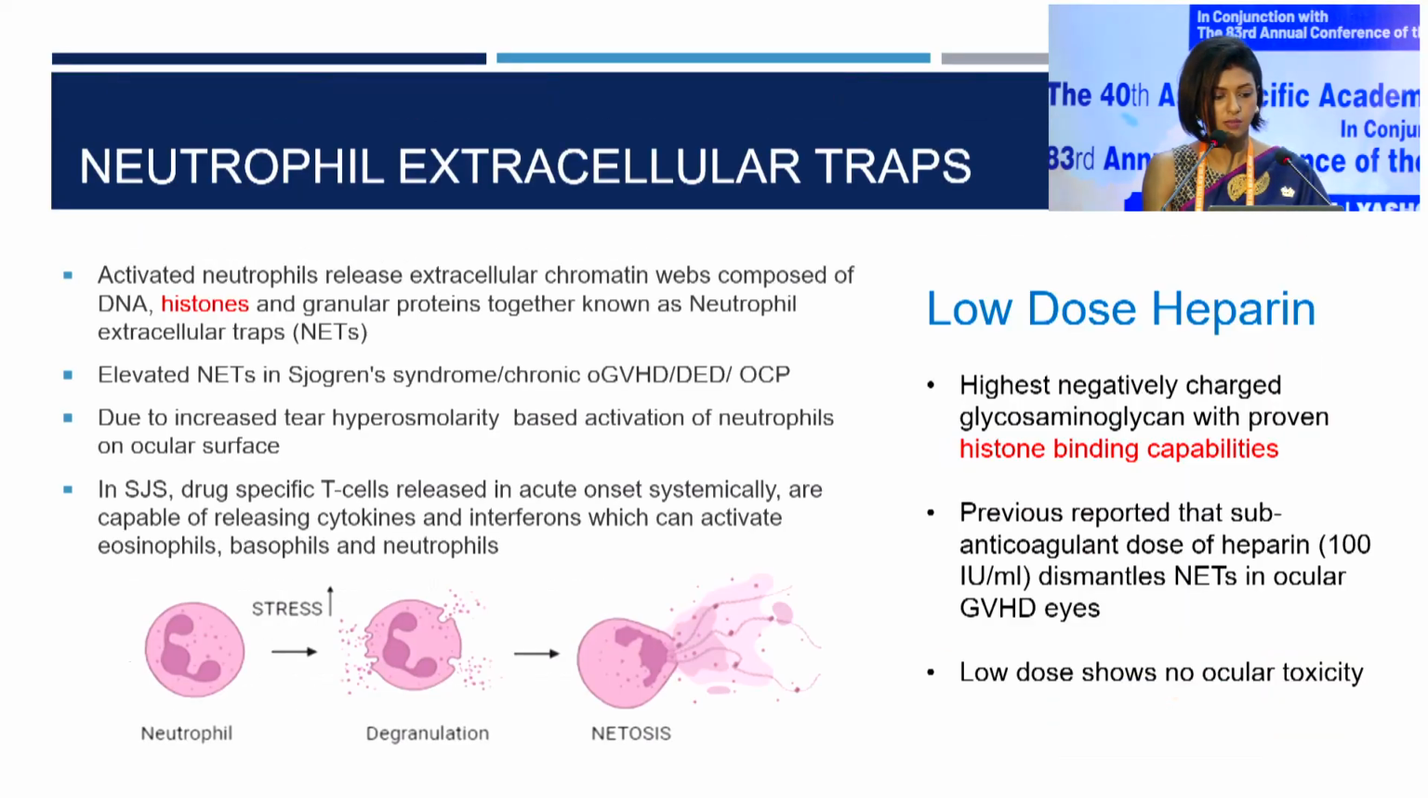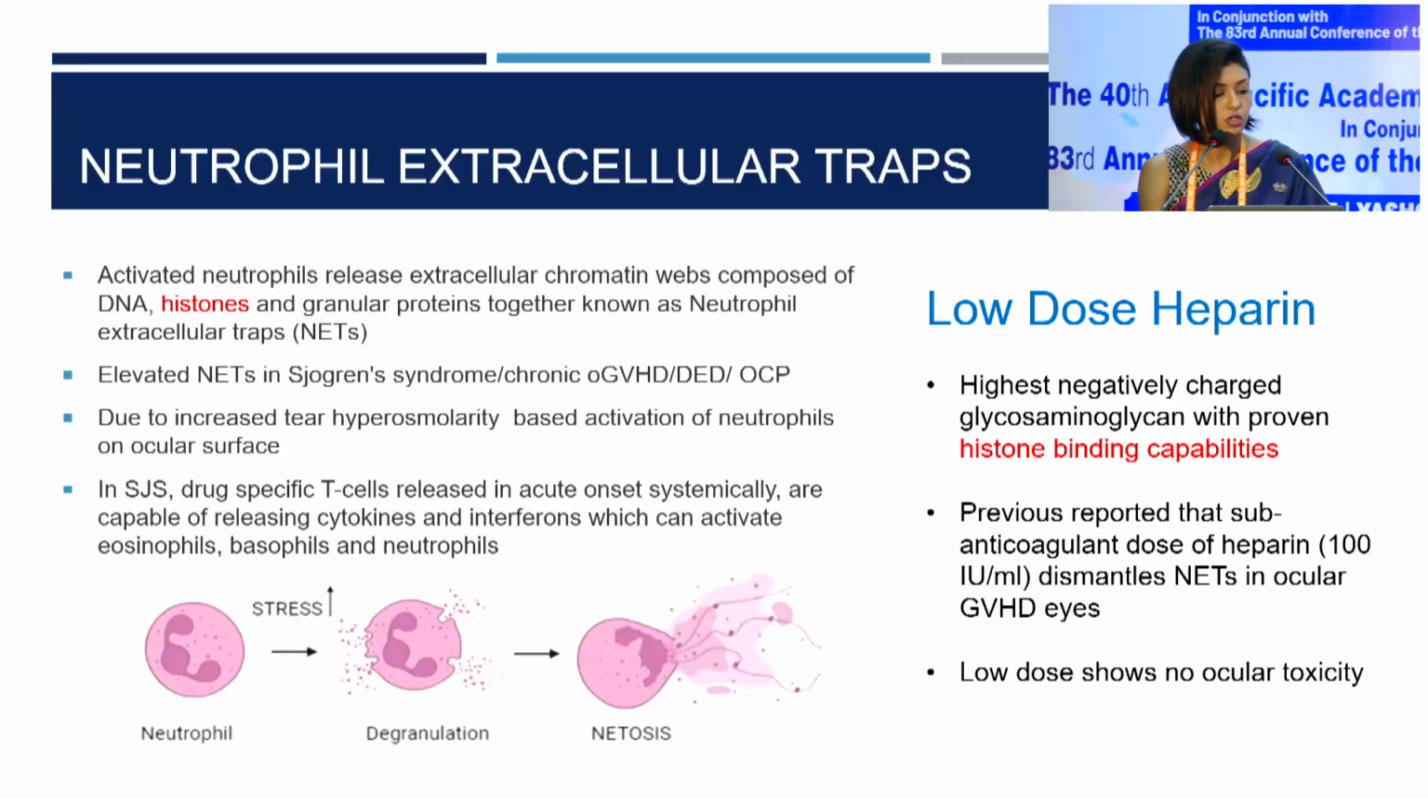Neutrophil extracellular traps are the key focus of the study. Activated neutrophils release extracellular chromatin webs composed of DNA, histones, and granular proteins, together known as NETs. These NETs have been reported on the ocular surface and in tears of various ocular disorders like Sjogren syndrome, chronic ocular GVHD, and OCP. Due to the increased tear hyperosmolarity seen in these cases, neutrophils are activated and undergo a process of degranulation called NETosis, releasing their extracellular chromatin material.